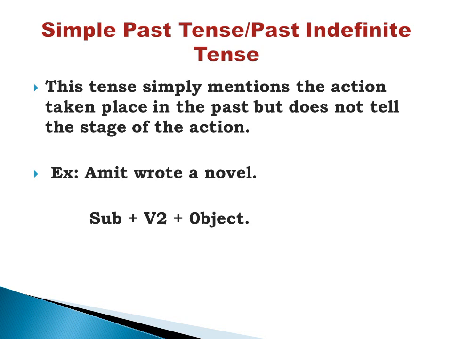Amit wrote a novel. We understand what action took place in the past, but we will not know what is the stage of the action. That's the reason it is called past indefinite. Formula: subject, V2 plus object.